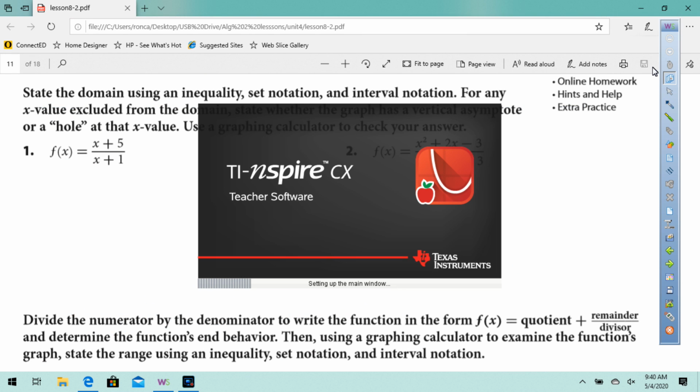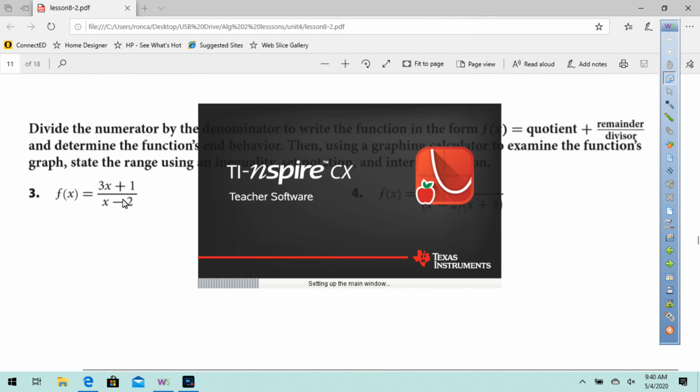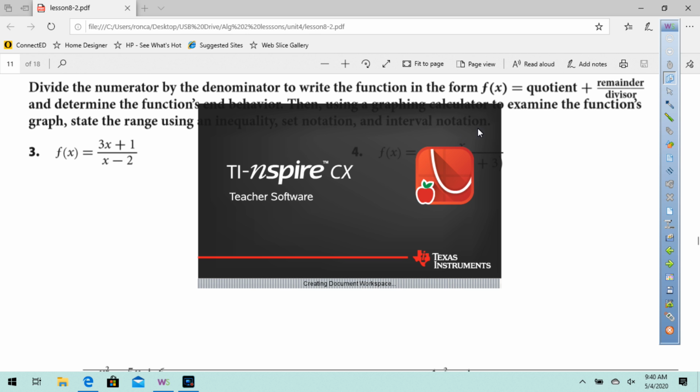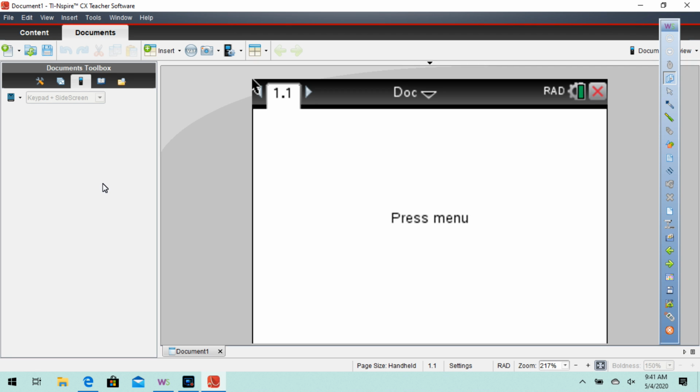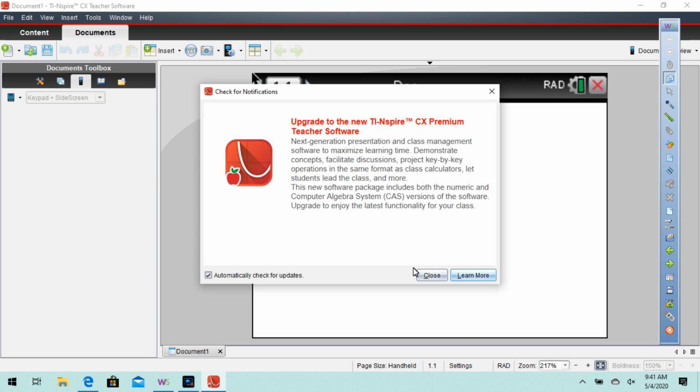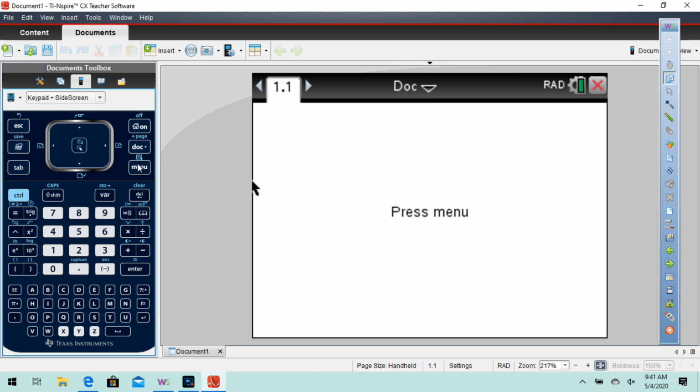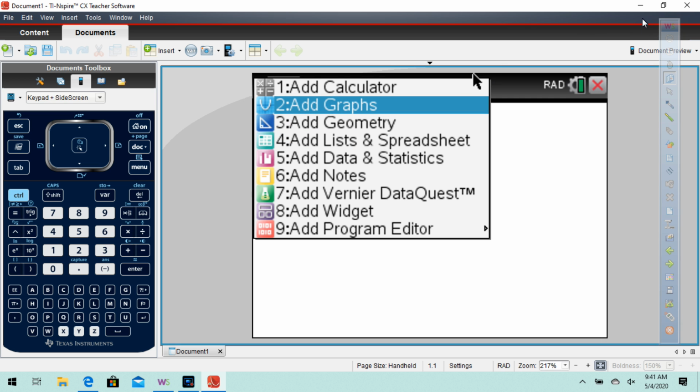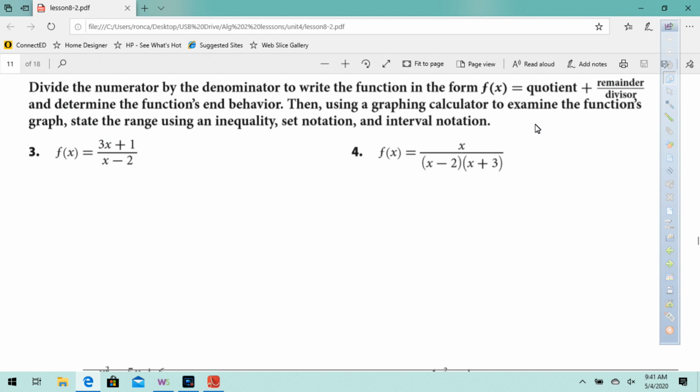Let's try number 3. Divide the numerator and denominator to write the function in the form f of x equals the quotient plus the remainder over the divisor and determine the function's end behavior. Then, using the graphing calculator to examine the function's graph, state the range using an inequality set notation and interval notation.